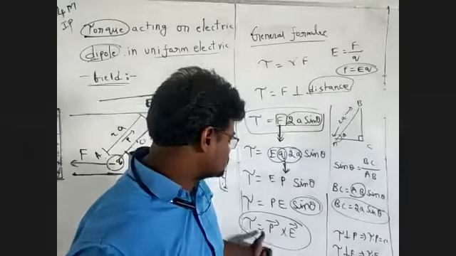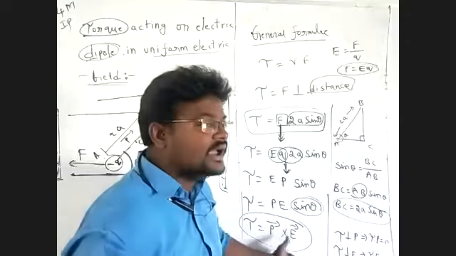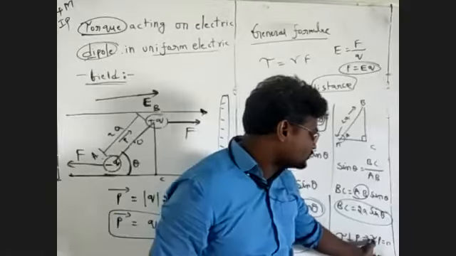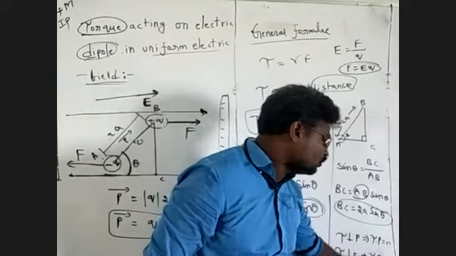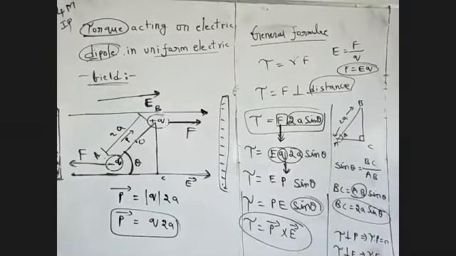Direction of tau is perpendicular to the plane containing P and E. So tau dot P is equal to 0, and tau dot E is equal to 0. Now this is very important for us.